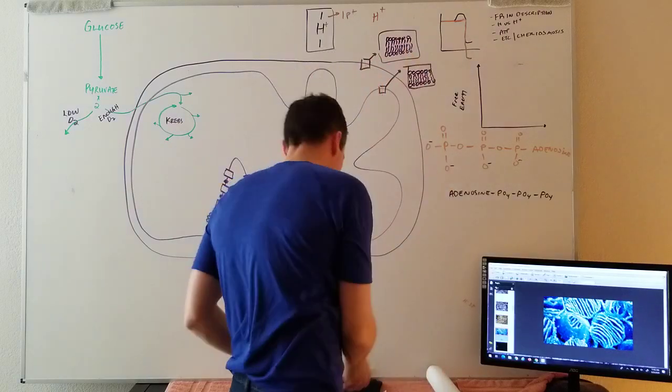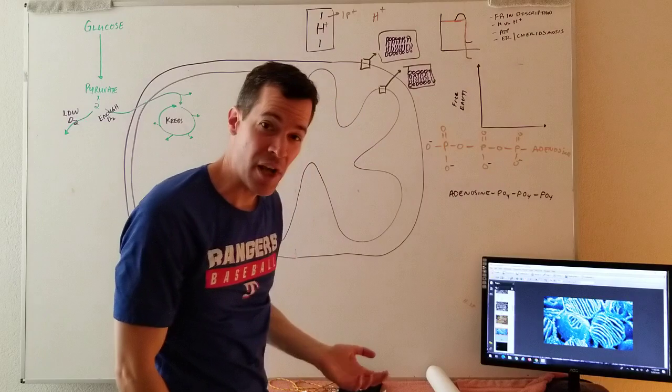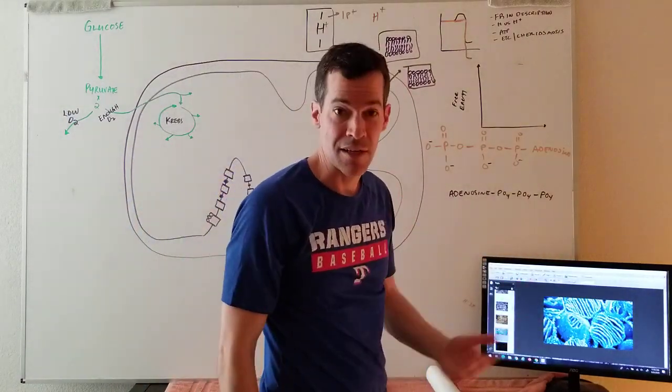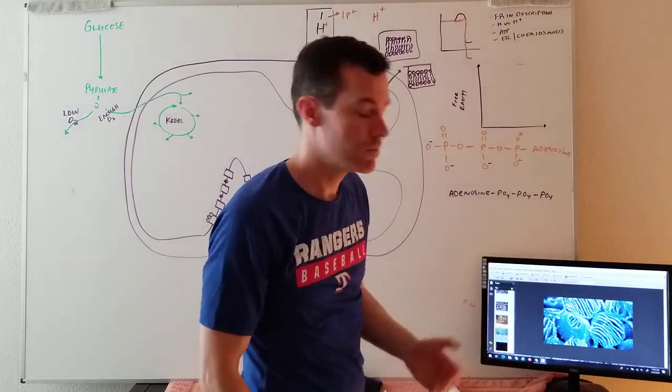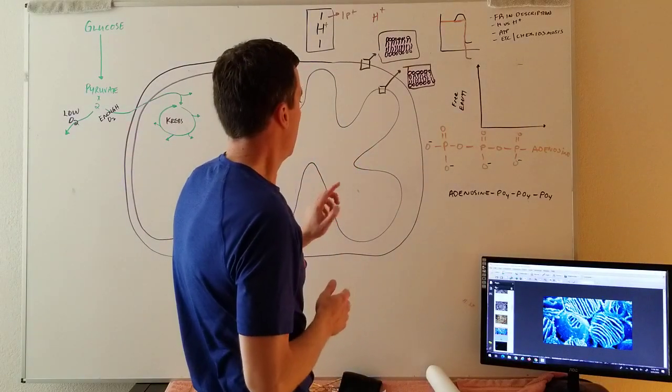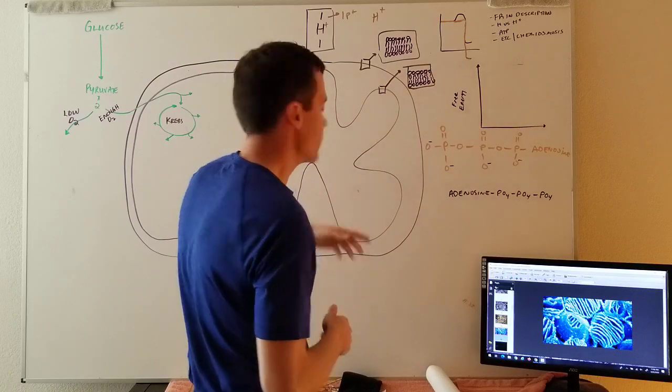So things can slide through if they're small enough and if they're non-polar enough. Larger things have a tougher time getting through. The more polar something is, the more likely it doesn't get through. That's also important. So why was this inner membrane folded?